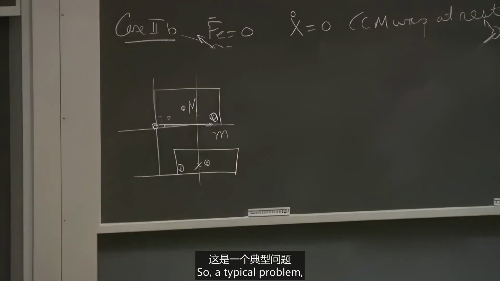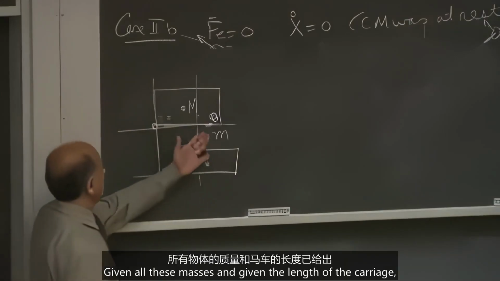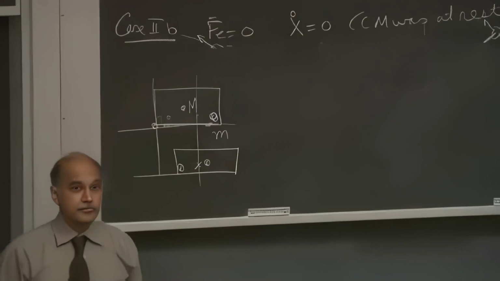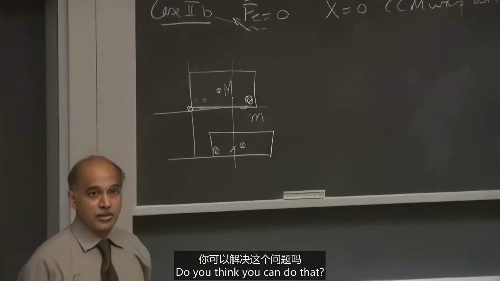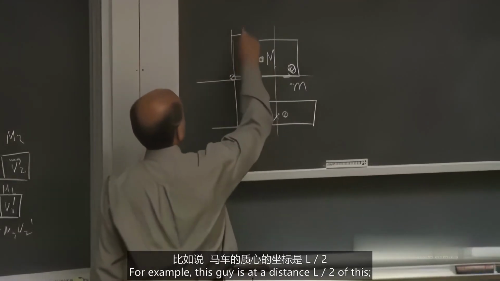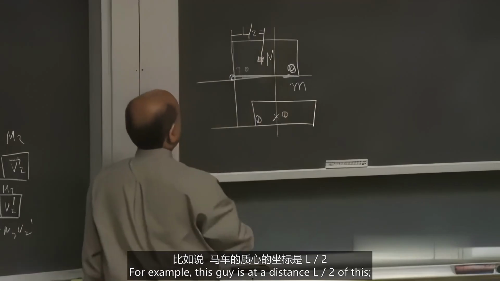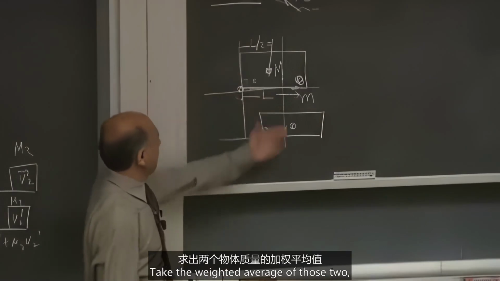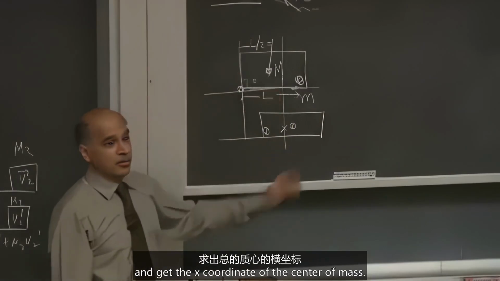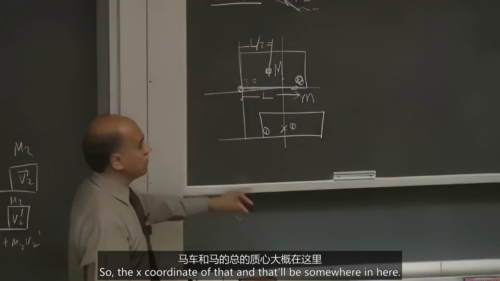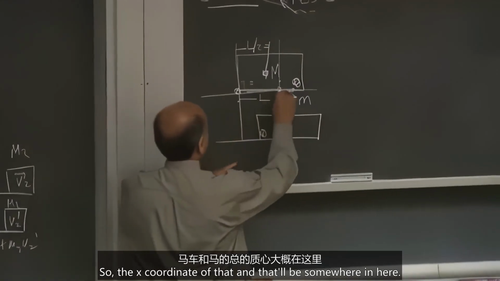So a typical problem you guys will be expected to solve will look like this. Given all these masses and given the length of the carriage, find out how much the carriage moves. So you think you can do that? Give some numbers and plug in the things. For example, this guy is at a distance L over 2 from this. The horse is at a distance L. Make this your origin of coordinates. Take the weighted average of those two and get the x coordinate of the center of mass. You don't have to worry about the y, because there's nothing happening in the y. So the x coordinate of that will be somewhere here.